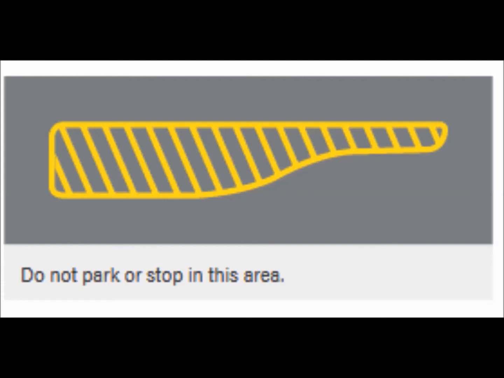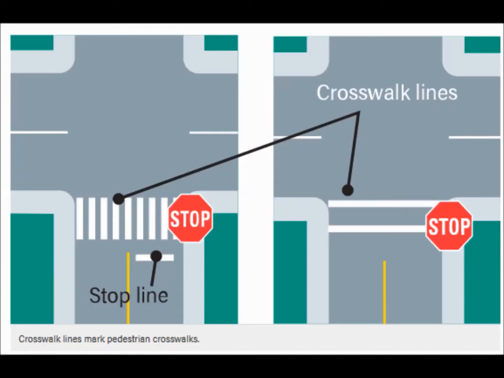Other roadway markings. Crosswalks. Crosswalk lines mark pedestrian crosswalks. Crosswalks also exist at intersections, even when they are unmarked, unless a sign indicates no crossing. Stop lines indicate where vehicles must stop at intersections or railway crossings.